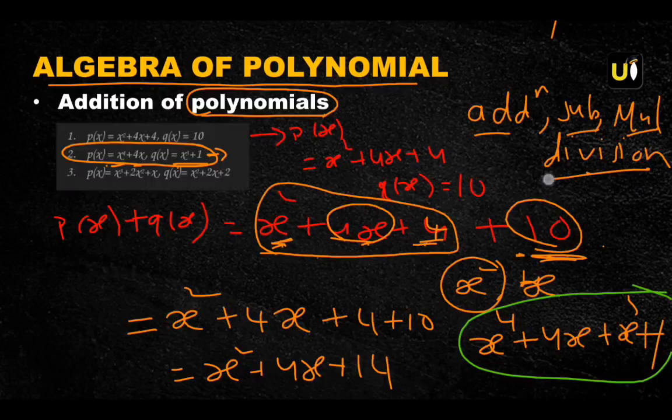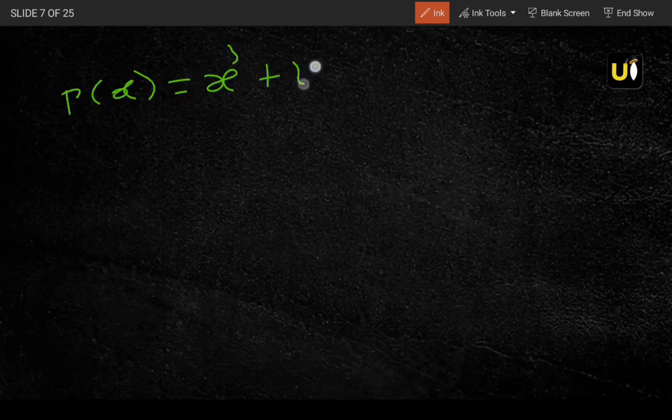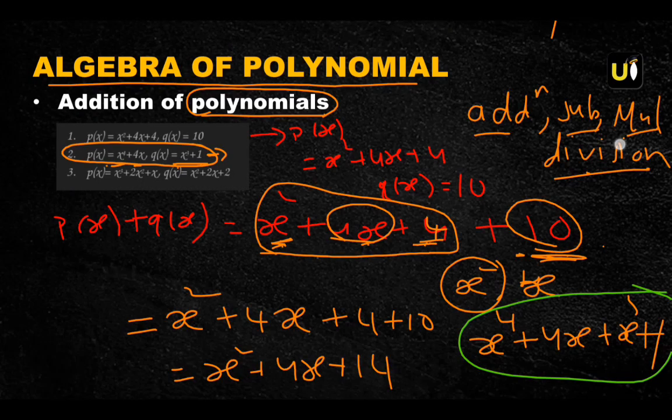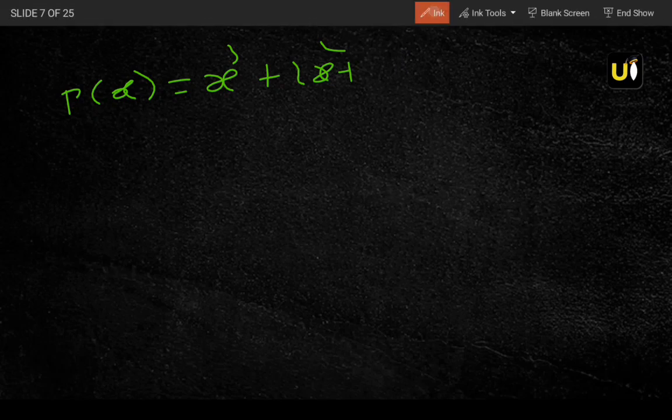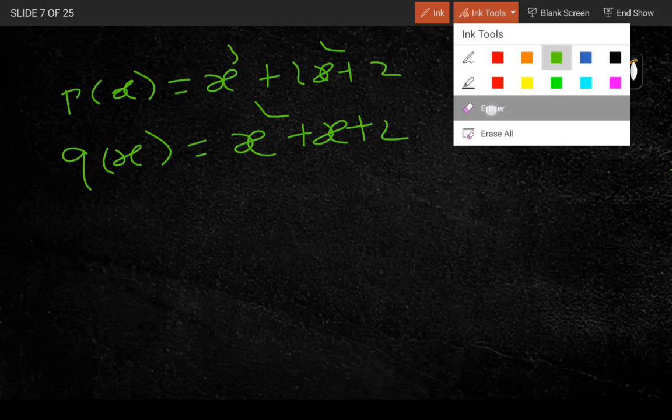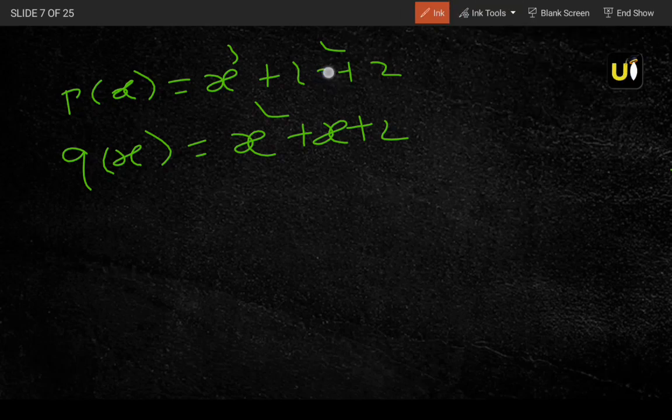So now let's discuss the other example also. Let's see the previous slide ones. P of x is equal to x cube plus 2x square plus x, and Q of x is x square plus x plus 2. Okay, so now we are given these two polynomials. Let me write it more clearly. These two polynomials were given to perform addition.